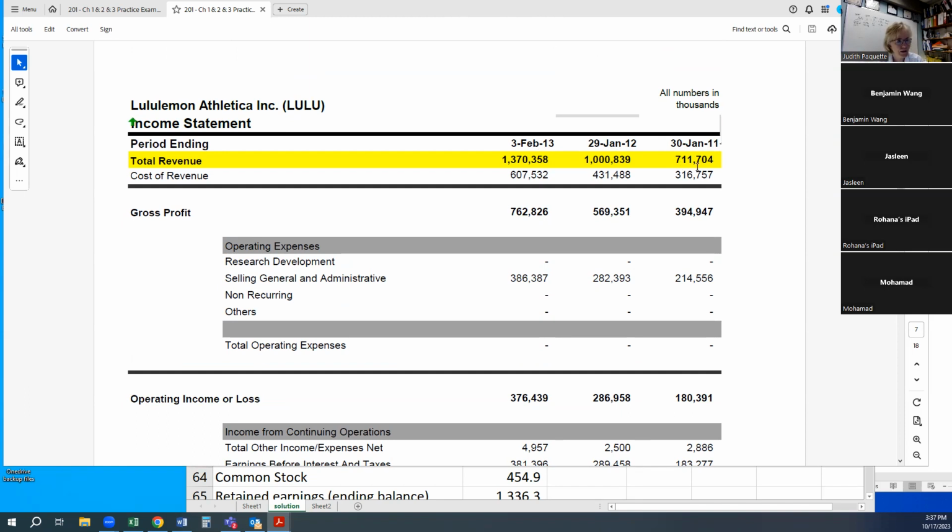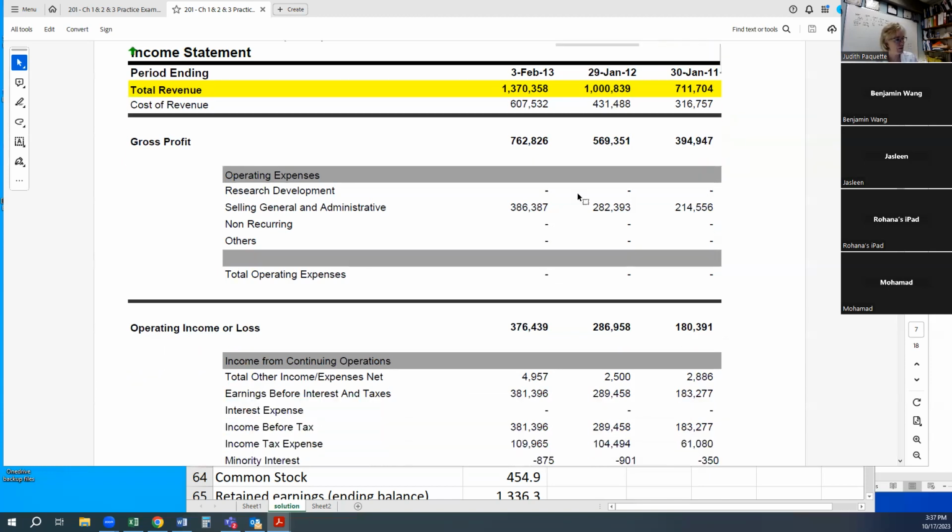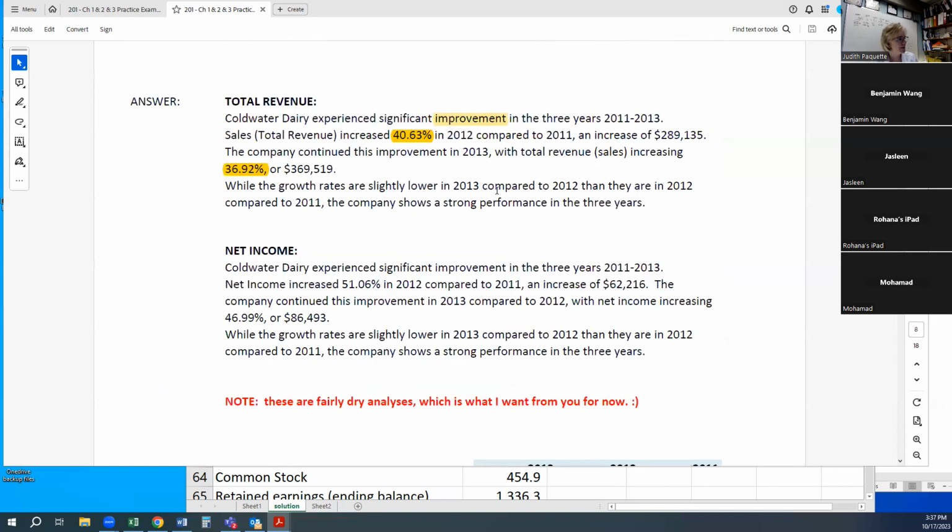So we had 711,000, a million, 1,370,000. So that's clearly growing, and that's a good thing. So we say Lululemon experienced significant improvement in the 3 years.